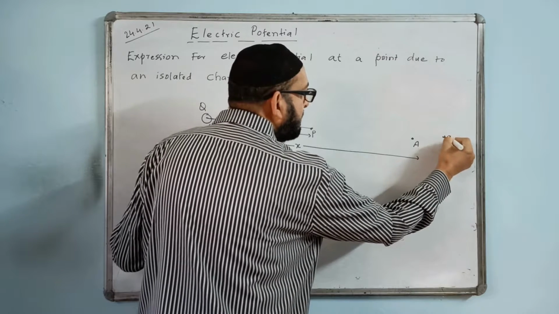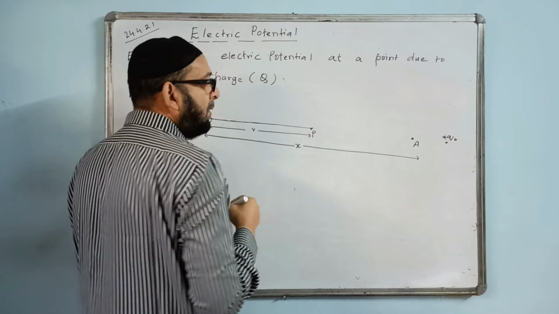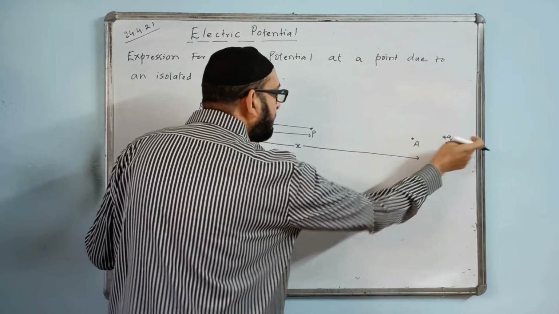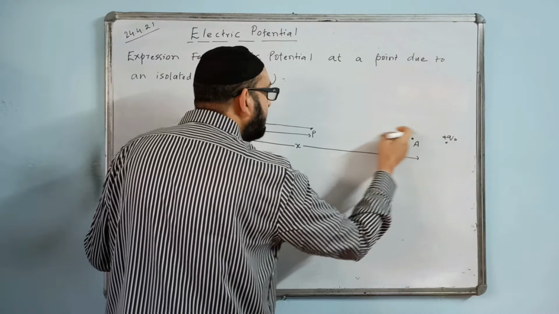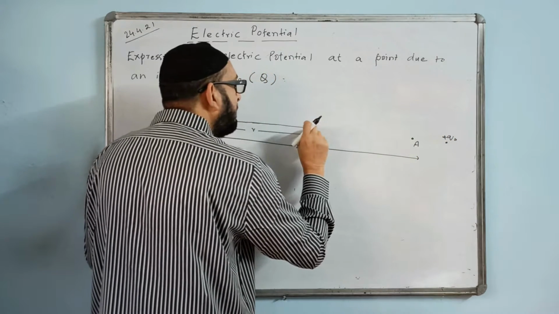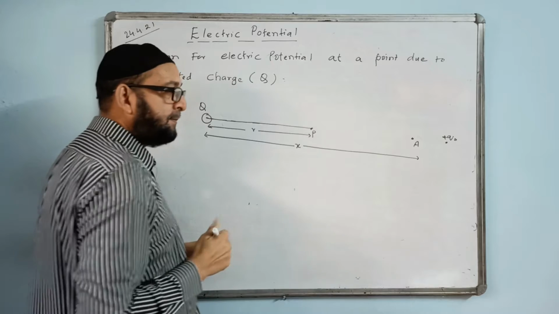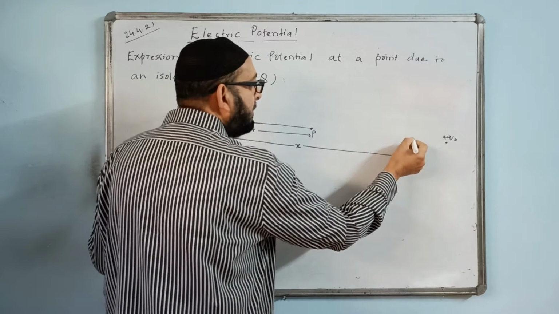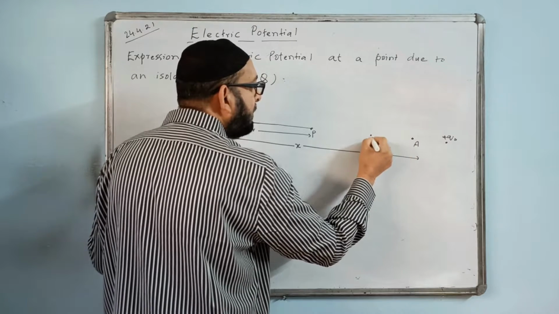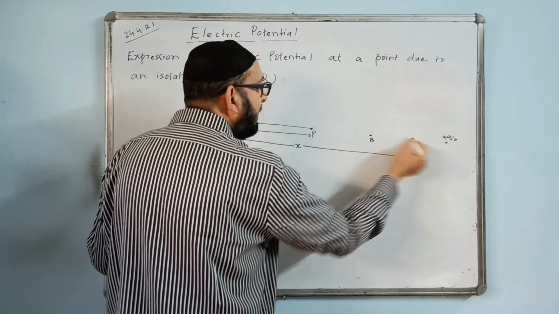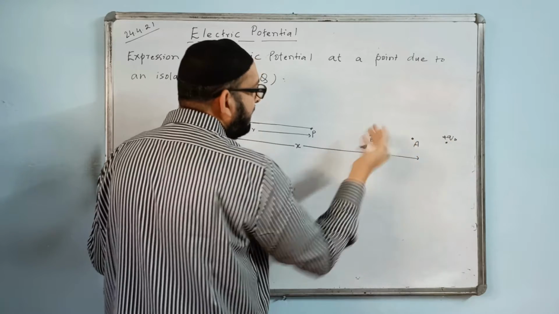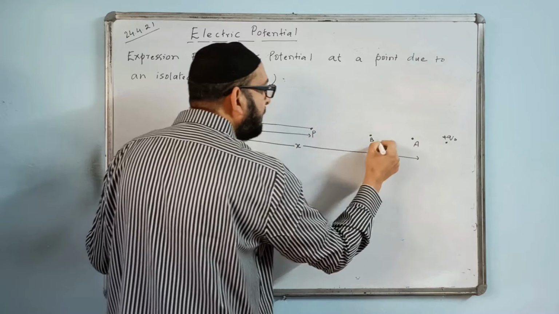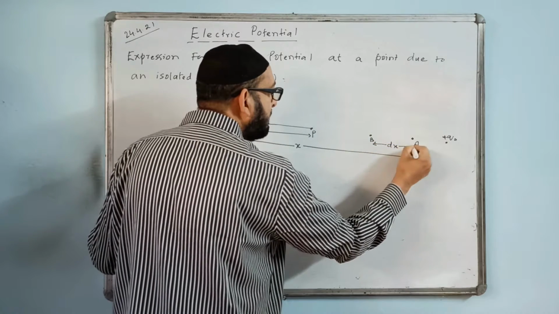This is plus q naught. We are moving it from infinity to the point A, like this, we are bringing it till the point P. Up to the point P, we are bringing the plus q charge. So let us take two different points A and B. From A to B, A can be infinity, B can be anything. So this distance is variable because we are moving it till it comes to the point P. So this distance I take as dx.